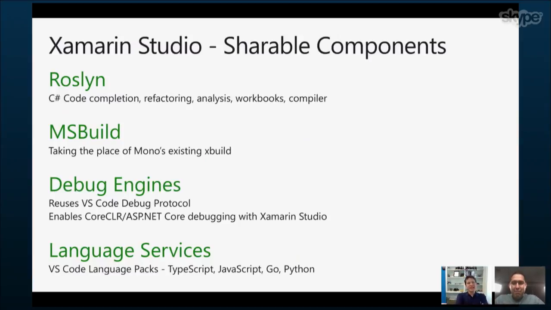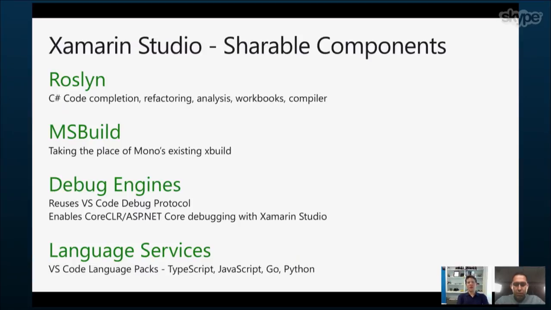The second piece is MS Build went open source and it became cross-platform. And it's taking the place of Mono's existing Xbuild. Xbuild was our implementation. We've been collaborating with the team that works on this, and we're very happy to report that we now have it building a lot of our projects with MS Build. There's still a lot of work to do, but we're switching this compilation engine.